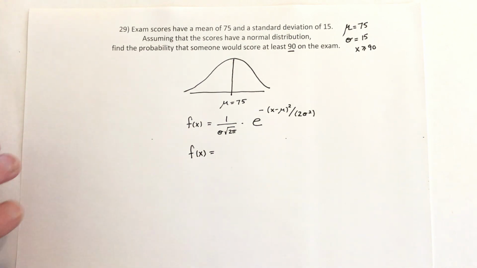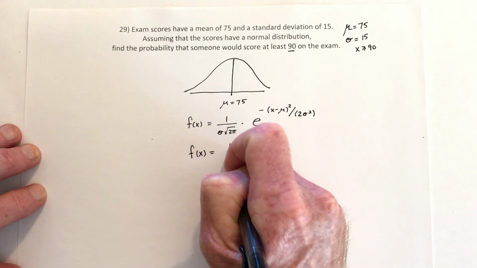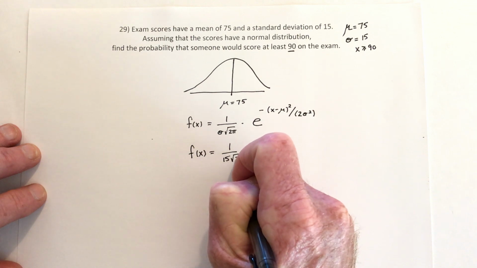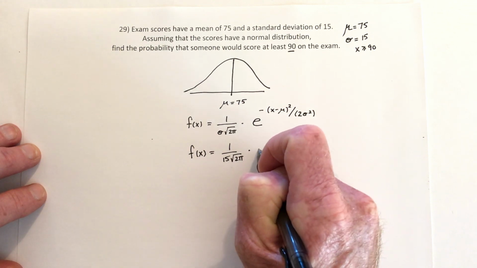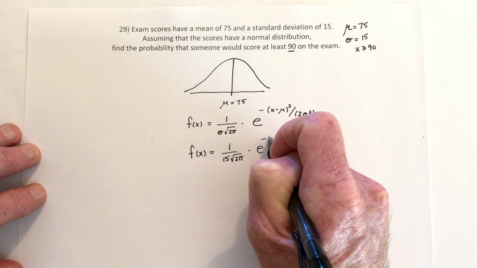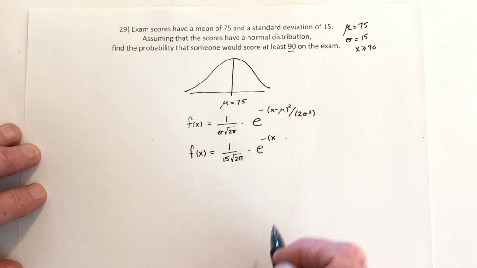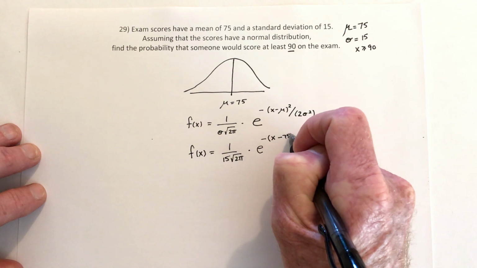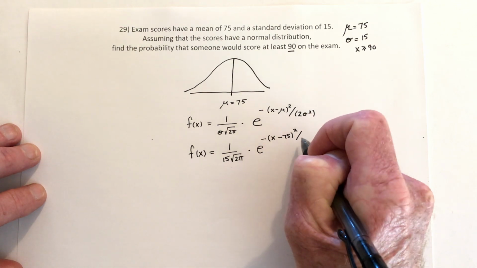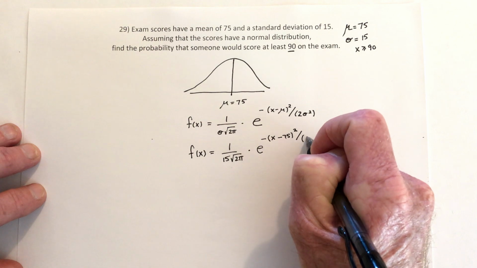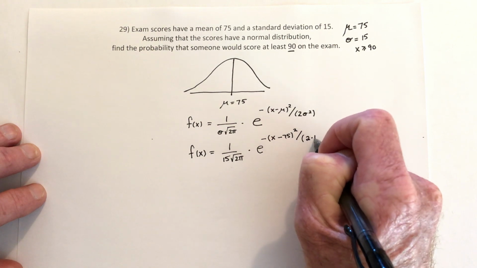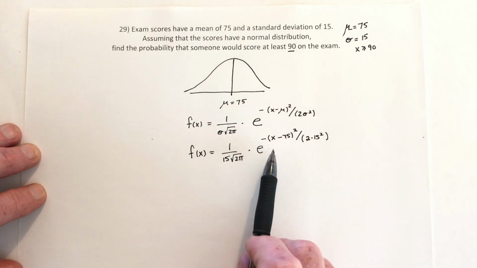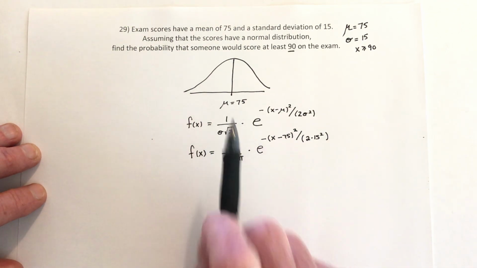So first of all, I need to substitute the numbers. So the standard deviation is 15, and then the square root of 2 pi. And then it's e, and then x is the variable, and then minus the mean, which is 75. That's squared and divided by 2 times the standard deviation squared. And when you graph this, it's going to look just like that.